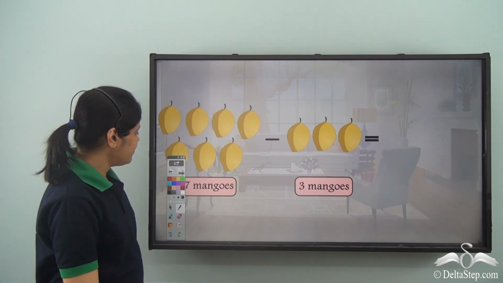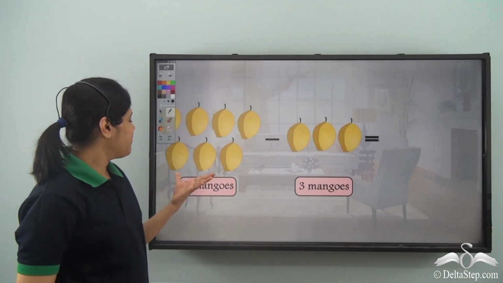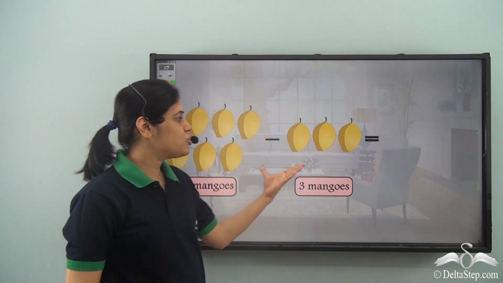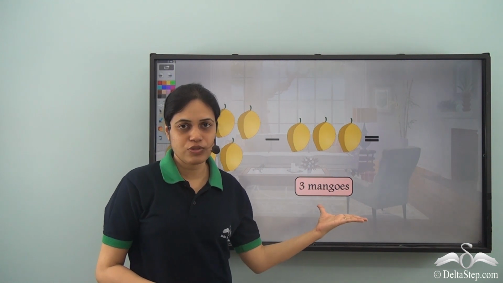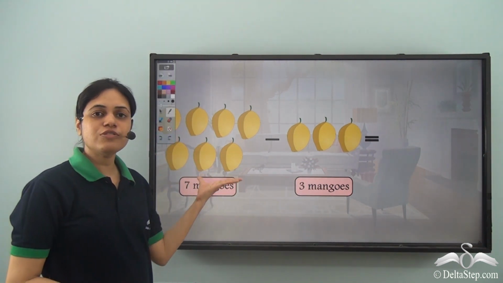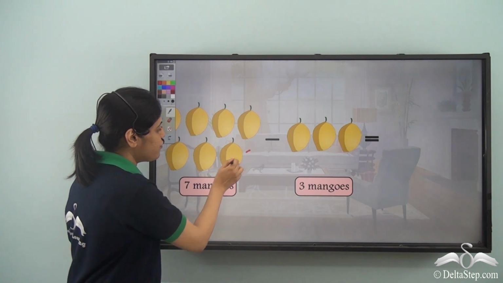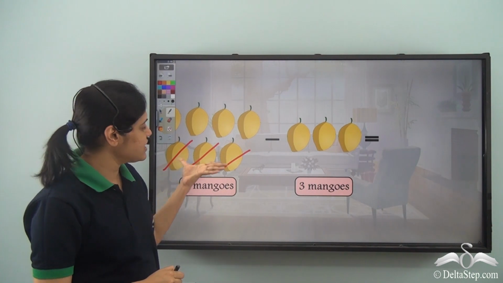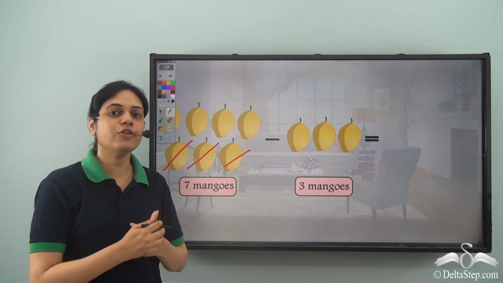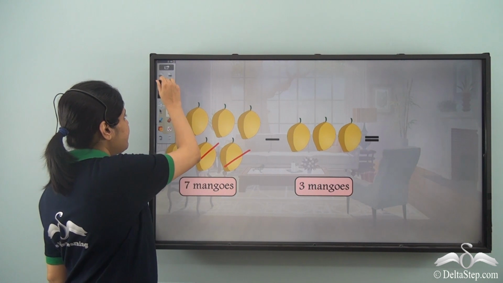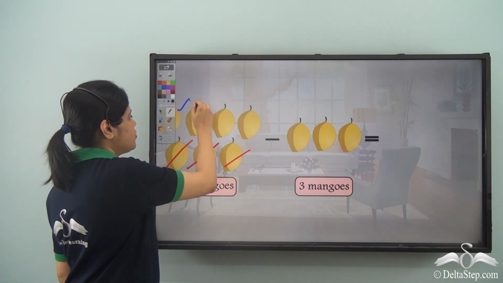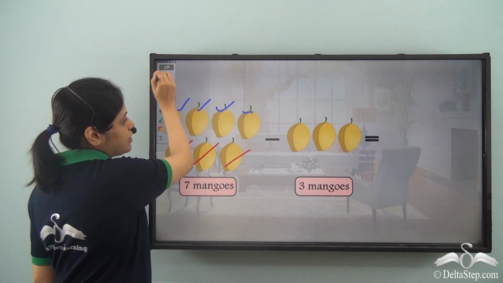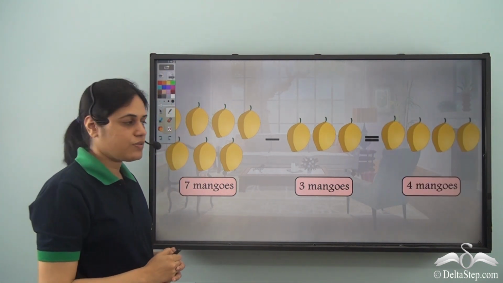Let's see it once again. So initially, Mary had these 7 mangoes and the monkey took away these 3 mangoes. So let's remove 3 mangoes from 7. So I remove 1, 2, 3. These 3 mangoes. Suppose these were the 3 mangoes taken away by the naughty monkey. How many are left? 1, 2, 3, 4. So we are left with 4 mangoes, right?